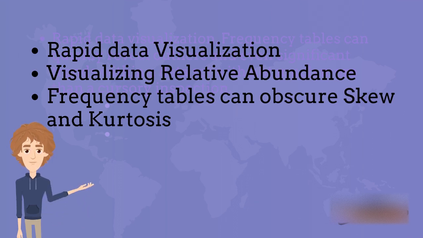The second advantage is visualizing relative abundance. Frequency tables can help researchers to examine the relative abundance of each particular target data within their sample. Relative abundance represents how much of the data set is comprised of the target data. It is often represented as a frequency histogram, but can easily be displayed in a frequency table.